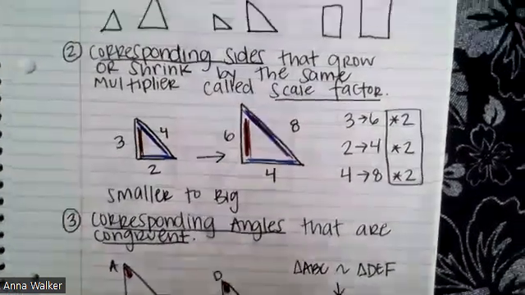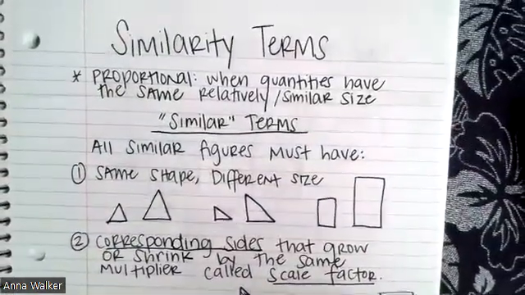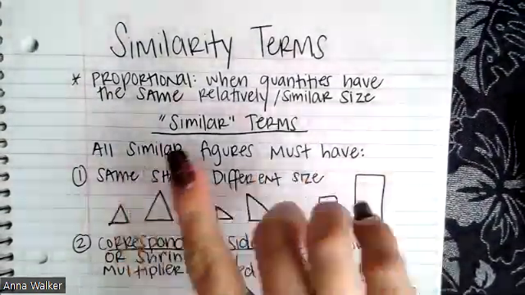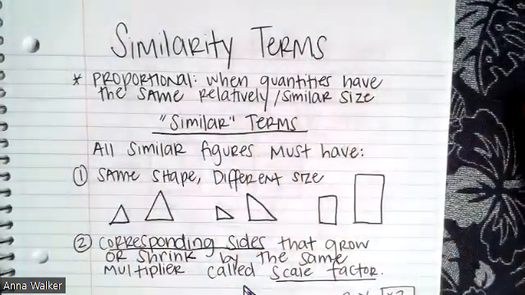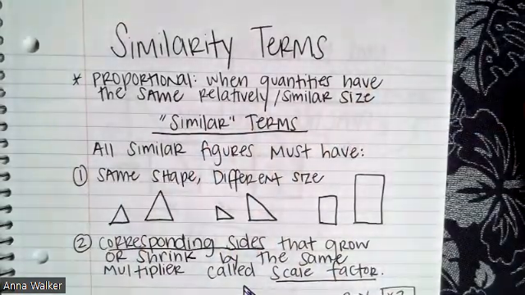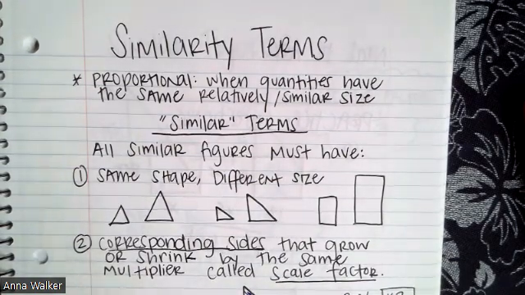Okay, so let's discuss what are known as similarity terms. When something is proportional, that means the quantities have a relatively similar size. We have talked about proportionality when it comes to numbers. So if I am making a batch of cookies and I want to triple the batch, I have to make sure that I proportionally triple the amount of flour, the amount of sugar, the amount of chocolate chips, so that I basically make the same exact cookie, just in a bigger batch versus a smaller batch, right?